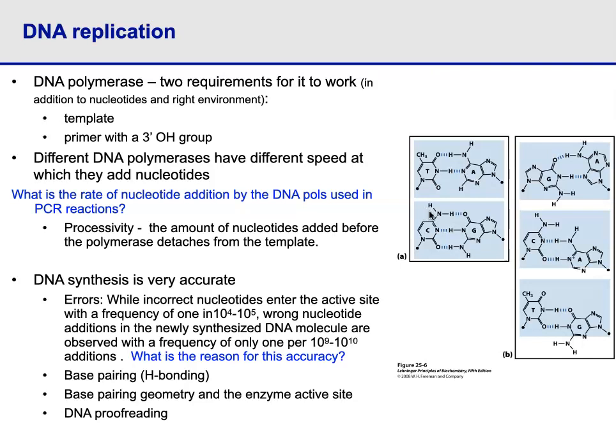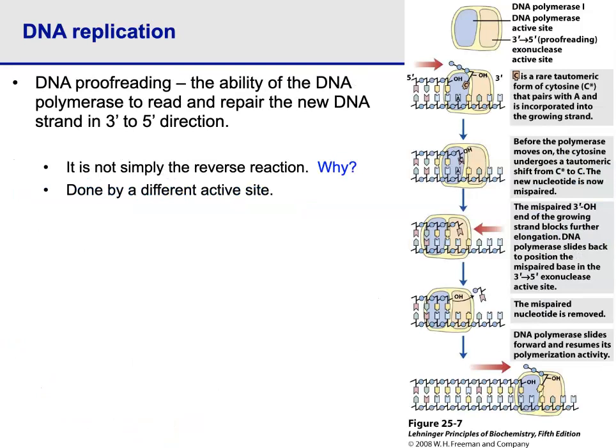So for that reason, this process alone is so precise. Now, it's not the only reason though. There's another reason that is also very important, and that is DNA proofreading. So how does DNA proofreading work? Well, strictly speaking, when we talk about DNA proofreading, that means the 3' to 5' proofreading ability of DNA.